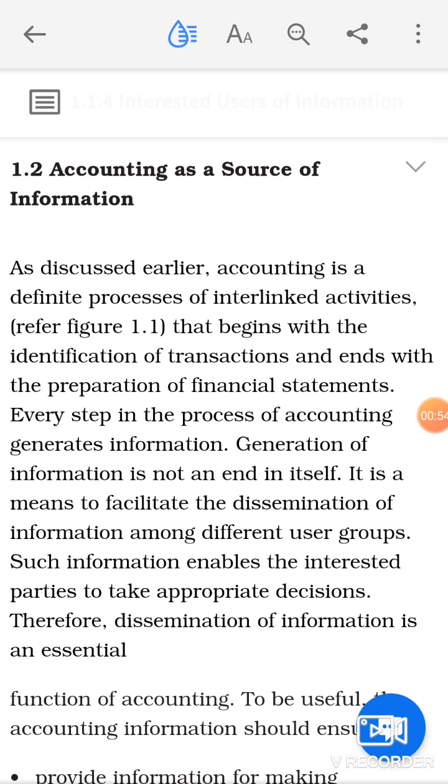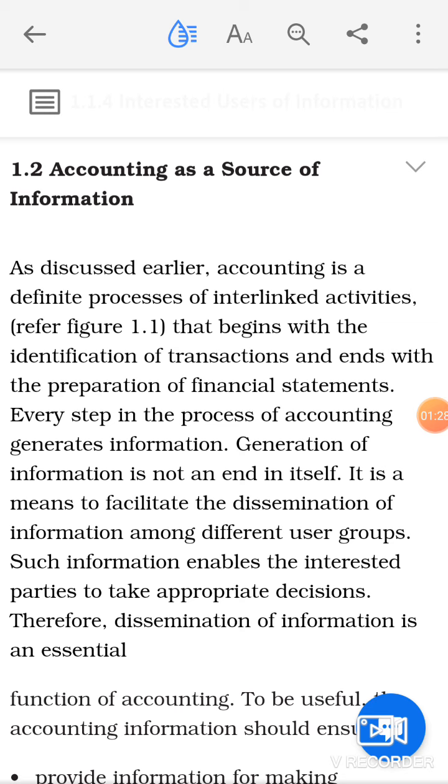Now when you talk about the end of the accounting process, it ends with the preparation of financial statements. Here we are going to prepare the trading account, profit and loss account, balance sheet, cash flow statement, and the reports that are required by the Companies Act. Every step in the process of accounting generates information. Every step in the accounting process is going to generate some kind of information.